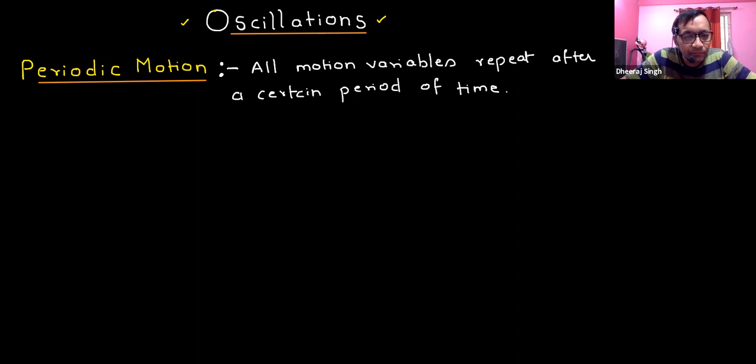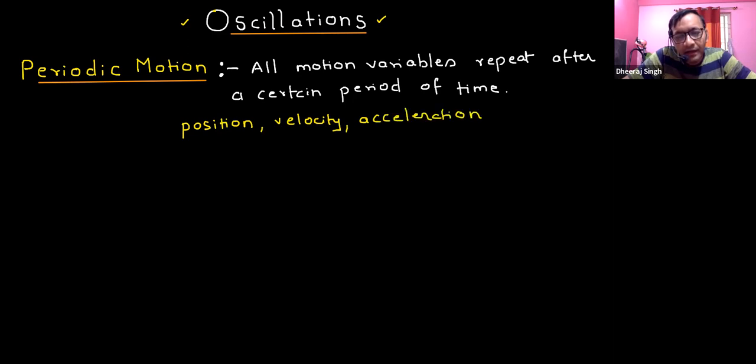Okay. Right. Now, when I say motion variable, I mean to say position. Position should repeat wherever it was, it has to come back. The velocity should repeat. Acceleration should repeat. And if there is any other thing like change in acceleration, that also should repeat.